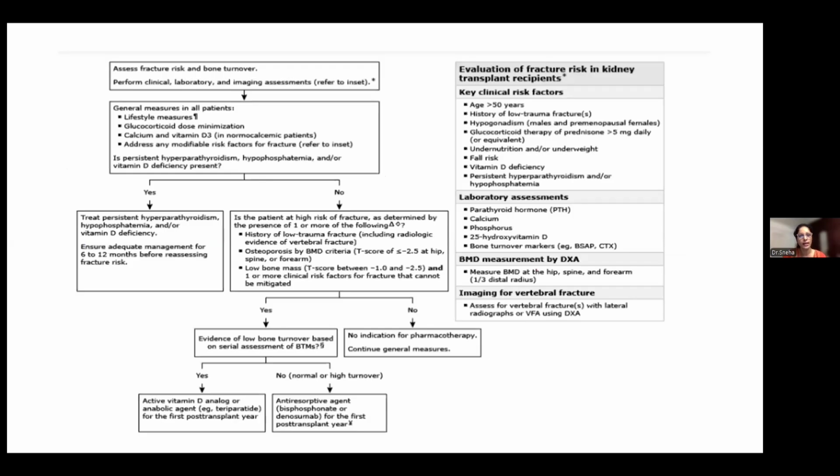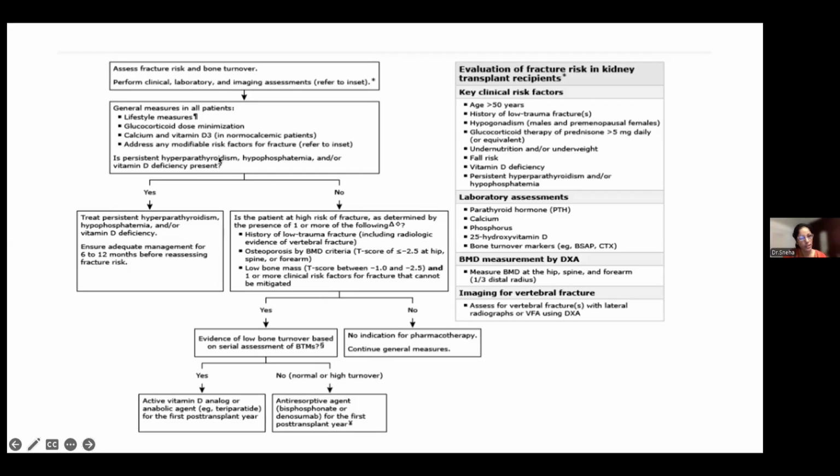So this is an algorithmic approach to post-transplant bone disorder. Assess the fracture risk and bone turnover from clinical, laboratory, and imaging assessment, including BMD assessment. Then offer lifestyle measures, glucocorticoid dose minimization, calcium and vitamin D supplementation, and address modifiable risk factors for all patients. If the patient has persistent hyperparathyroidism, hypophosphatemia, or vitamin D deficiency, correct it and reassess the fracture risk after 6 to 12 months.